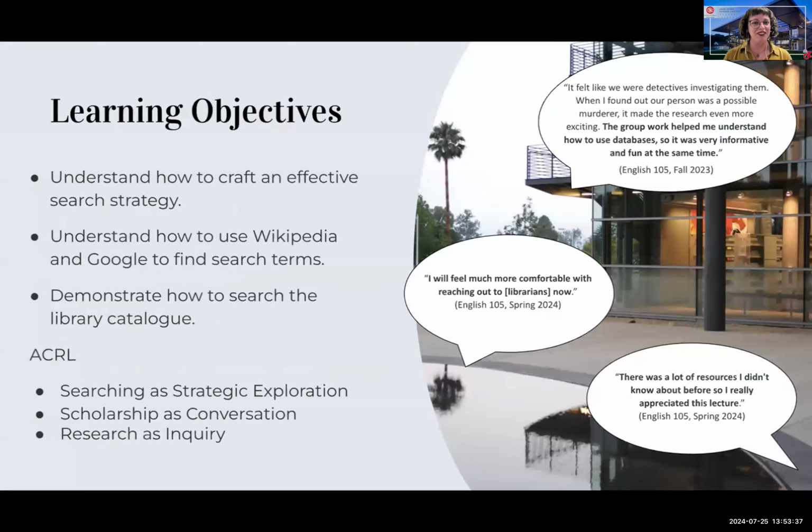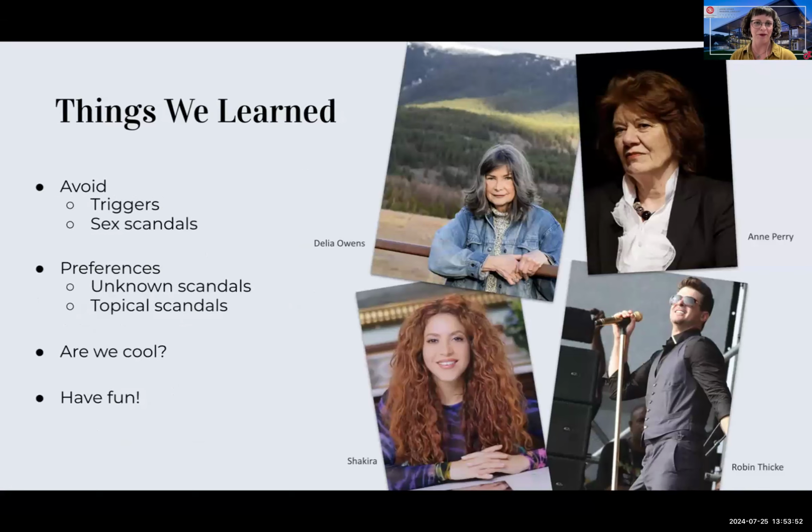So now the learning objectives for this lesson are understanding how to craft an effective search strategy, understanding how to use Wikipedia and Google to find search terms, and demonstrating how to search the library catalog. So now I will hand it back over to Brianne.